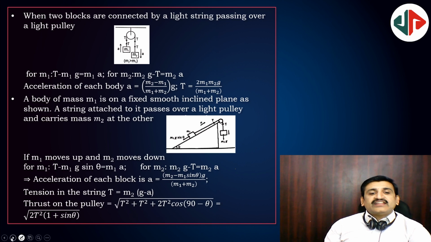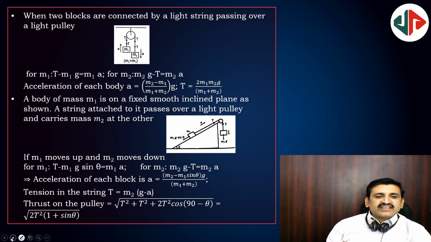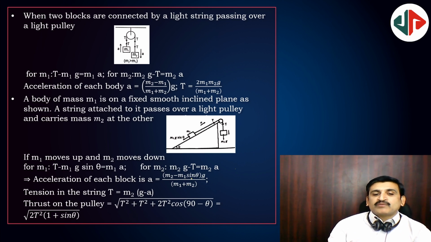Next, in this case, net force is equal to m2 minus m1 sin theta, into g by m1 plus m2. Remember, sin theta is a component for g, the acceleration due to gravity only, not for mass. That g is taken out. Then next, tension is equal to m2 of g minus a. Whenever the block is coming down, you can take g minus a.